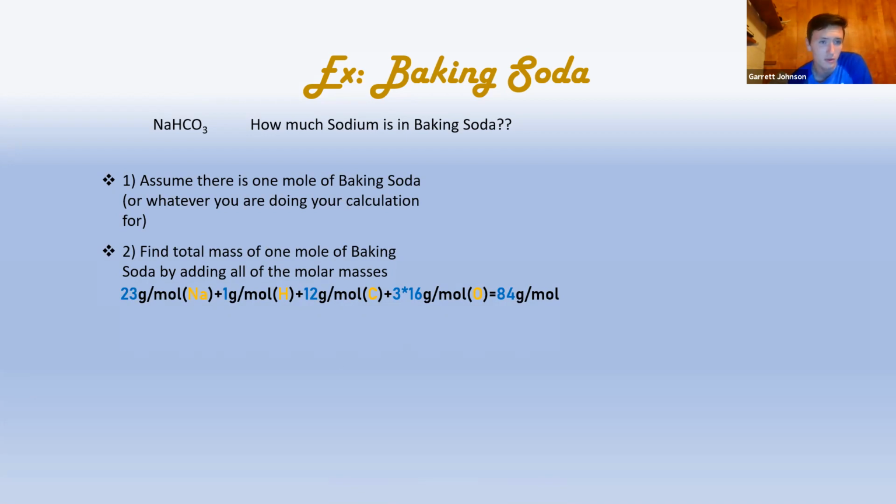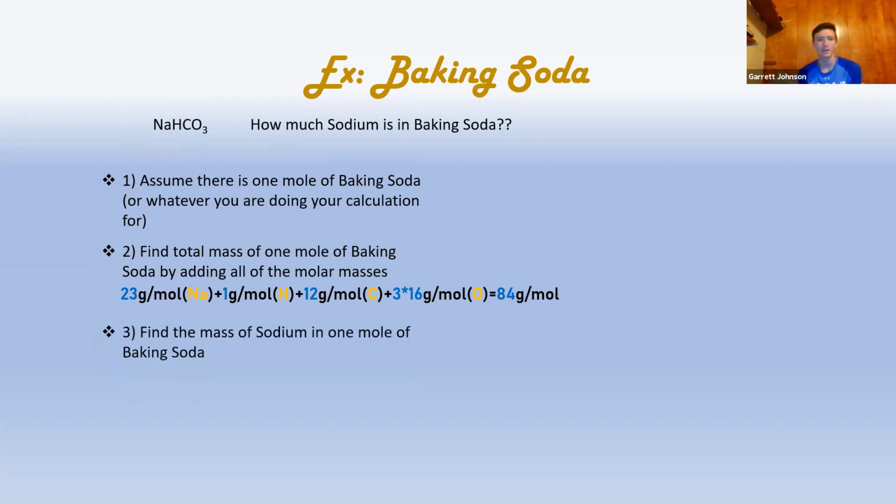So 1 mole of sodium gives us 23 grams, 1 mole of hydrogen gives us 1 gram, 1 mole of carbon gives us 12 grams, and 3 moles of oxygen gives us 48 grams. And you add those all together and you get 84 grams for 1 mole of baking soda. Okay.